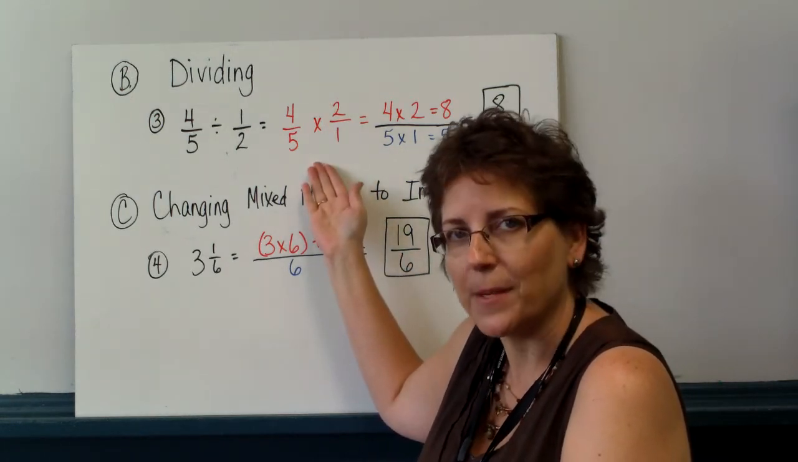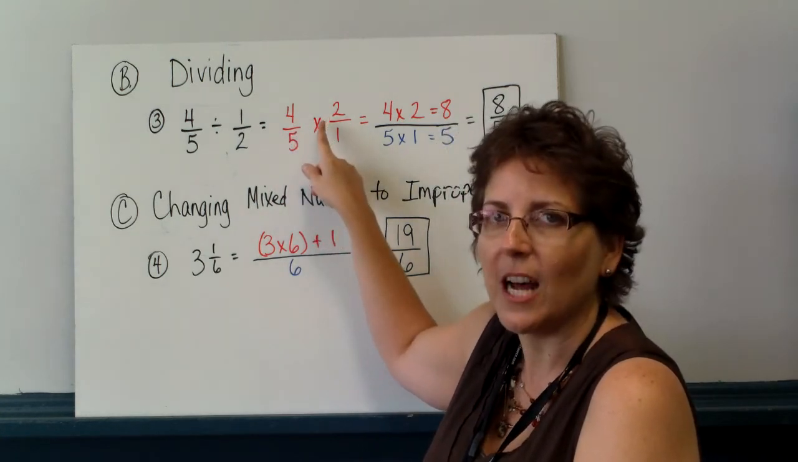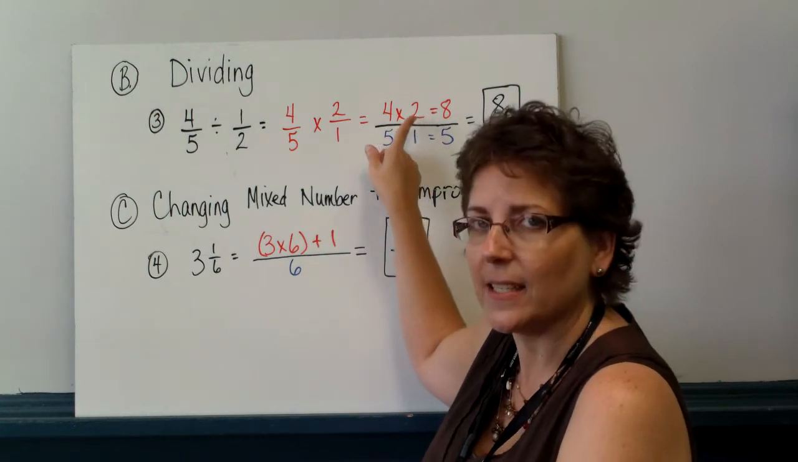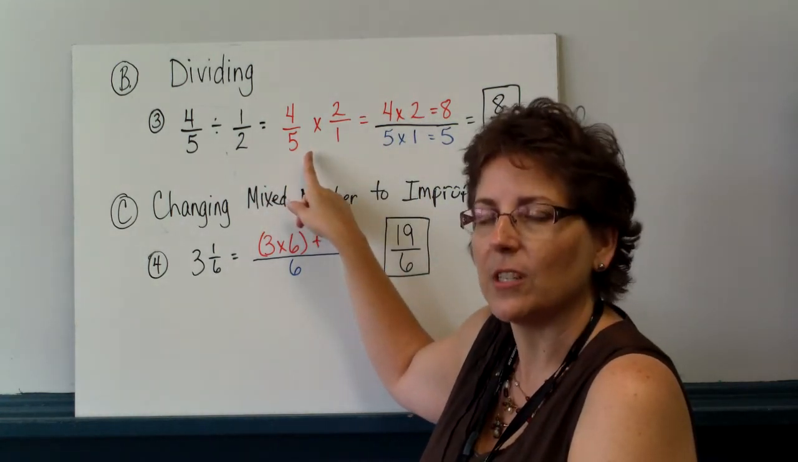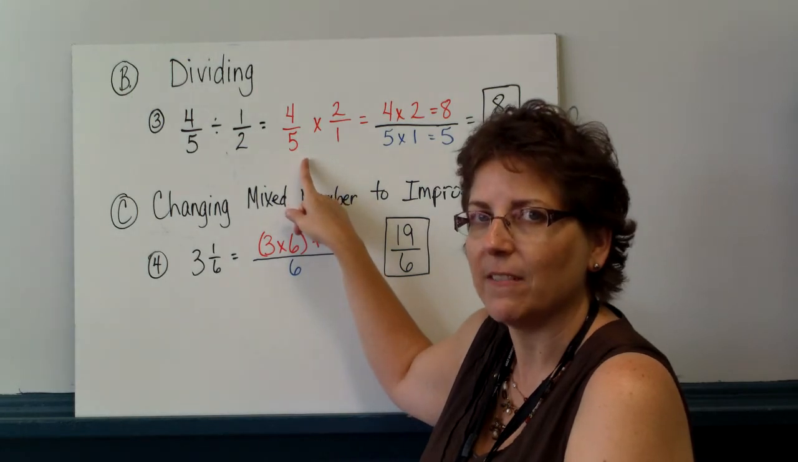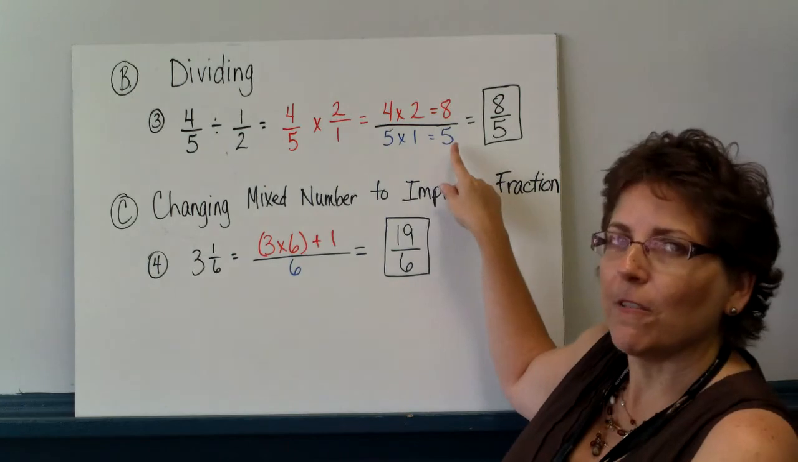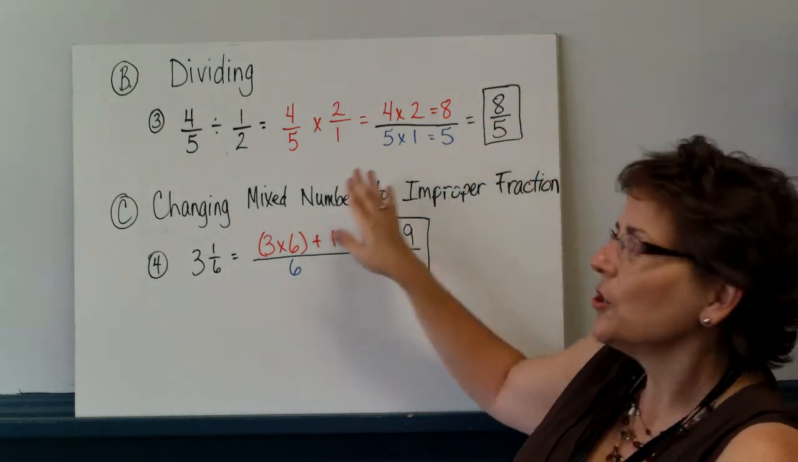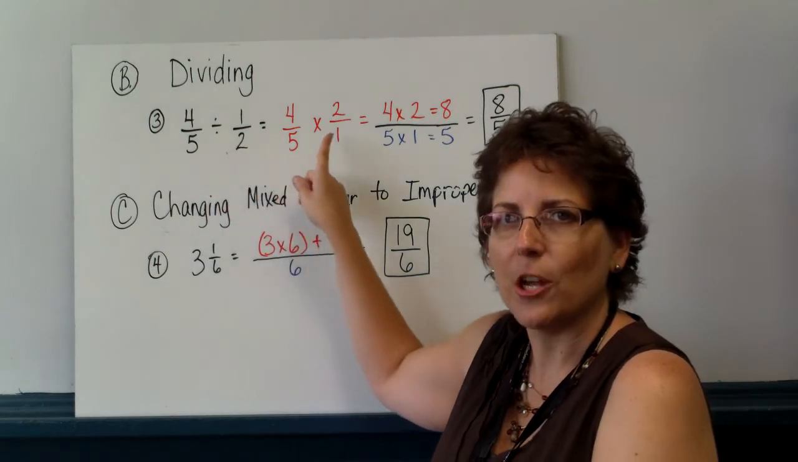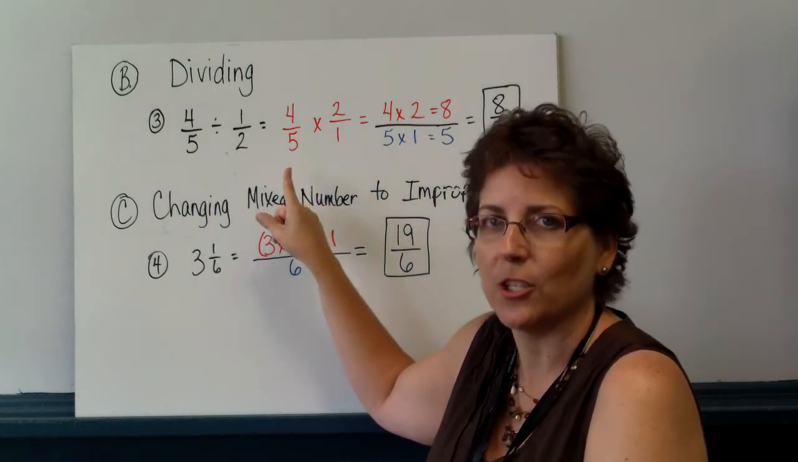So we do just like we did on the last board. We're going to multiply 4 times 2 on top, and that gives us an 8. Then we're going to multiply 5 times 1 for the denominator, and that gives us 5. So our answer to number 3 is going to be 8/5. Here's my answer, and it's got a box around it. Make sure you copy this down in your notes exactly like this. Even if you already know how to do this, go ahead and copy this in your notes.